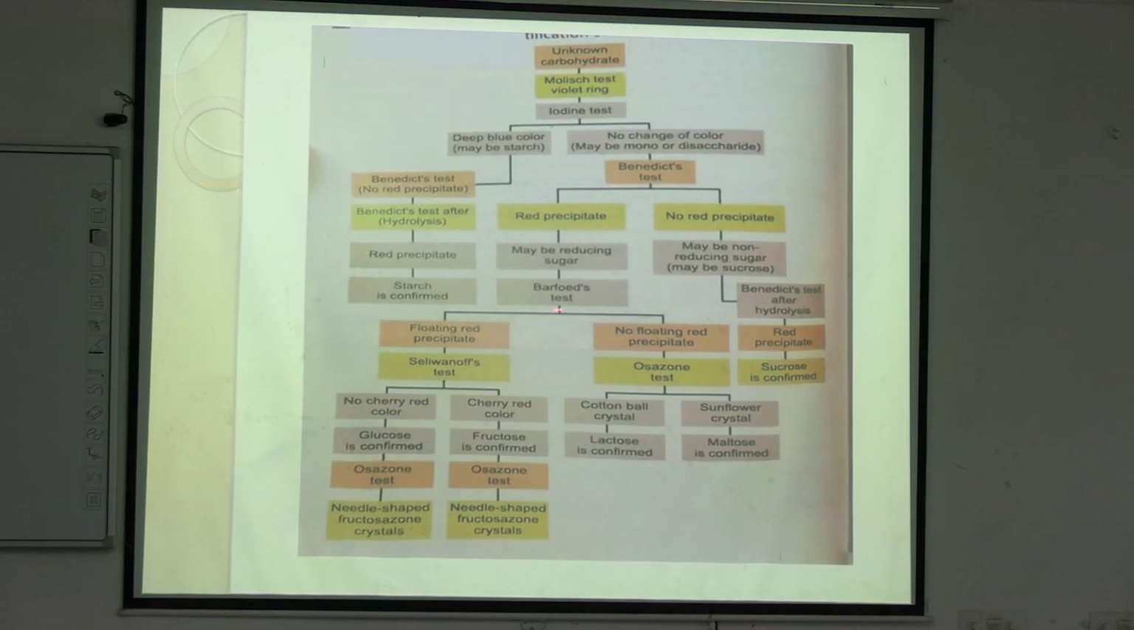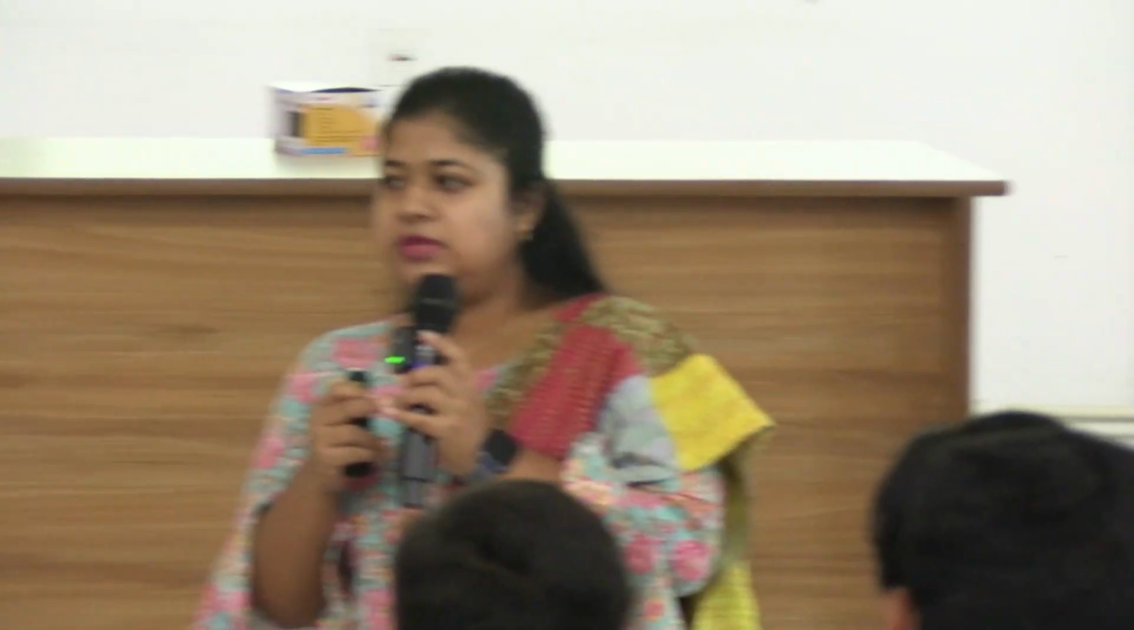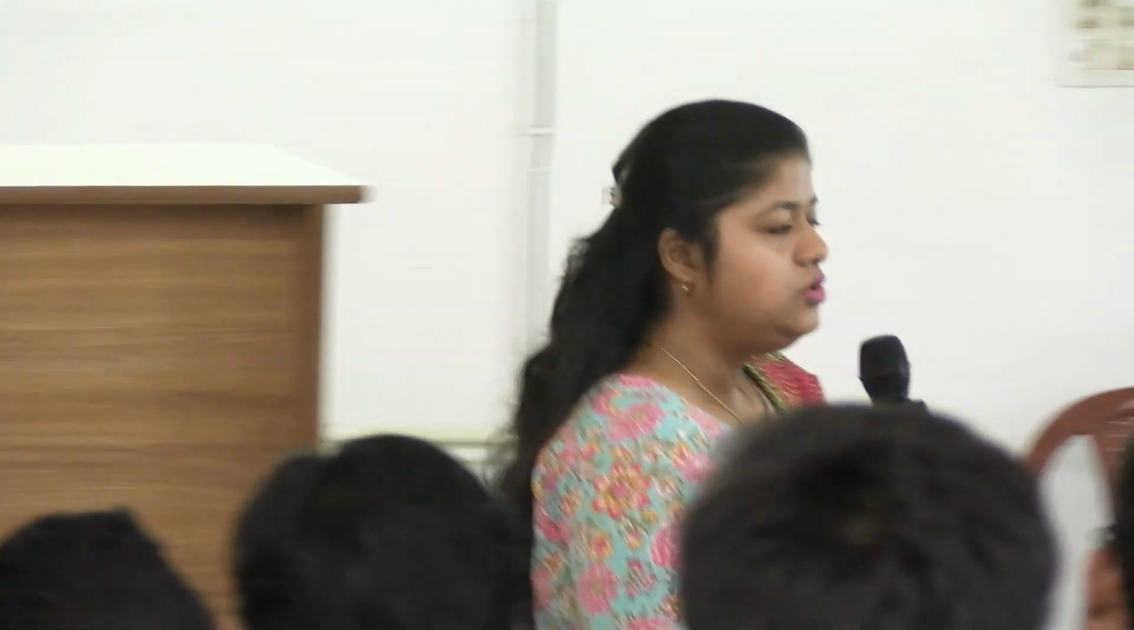Right? So in Barfoed's, if floating red precipitates are found, they are monosaccharides. If no floating precipitate is found, they are disaccharides. So all the disaccharides, remember, in case of osazone reaction, mannosazone is needle shaped, lactosazone is pincushion, and what was the other one? Maltosazone, that is sunflower crystal like. So we can differentiate them from osazone test, right?